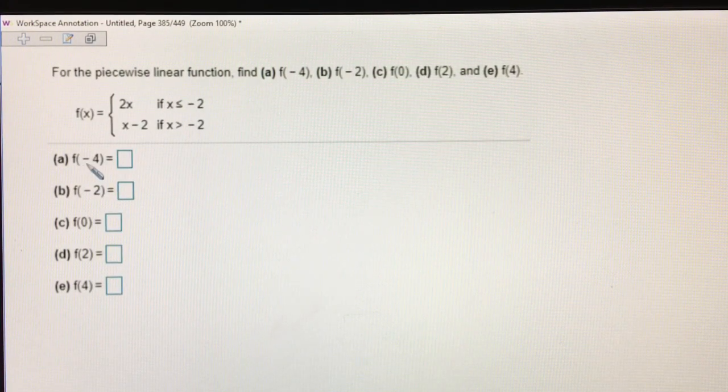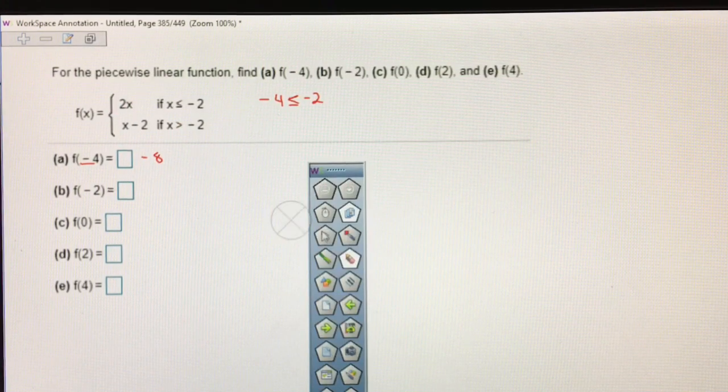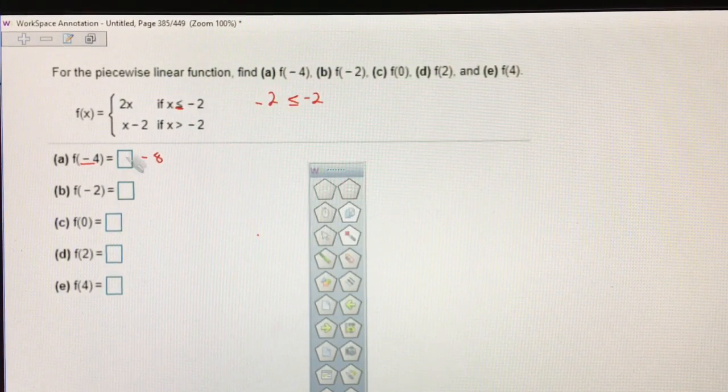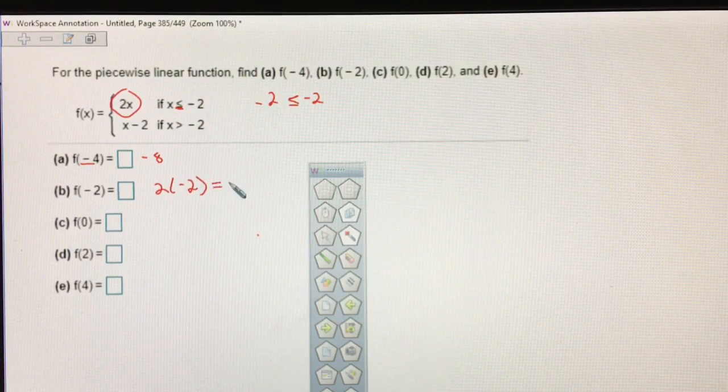Wants me to evaluate the piecewise, so I have to plug -4 into one of these. Notice -4 is less than -2. I know that -4 is smaller than -2, so I'm going to plug -4 into that. So 2 times -4 is -8. Taking a look over here, I'm going to plug -2 in. Notice they're both -2, but this has the line, and I know that -2 is less than or equal to -2. So I'm going to plug the -2 again into the top one. So that would be 2 times -2, and that will equal -4.